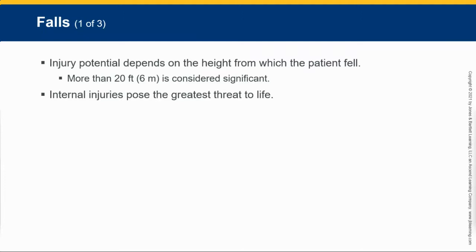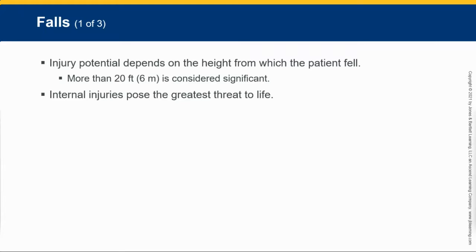Falls are very common, obviously, in the pre-hospital world. And the injury potential of a fall is directly related to the height that the person fell from and what surface they landed on. So the greater the height of the fall, obviously the greater the potential for injury. This is a good thing to make note of: any fall from greater than 20 feet is considered significant. So if you fall from 20 feet, it's considered a significant mechanism of injury, and all the precautions are going to be taken for a possible major traumatic event.